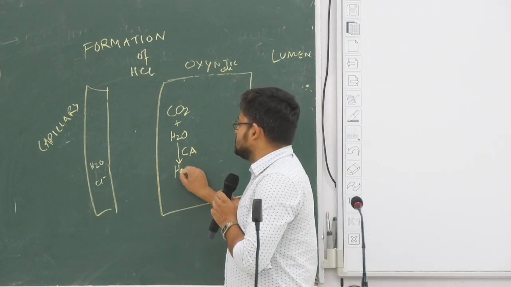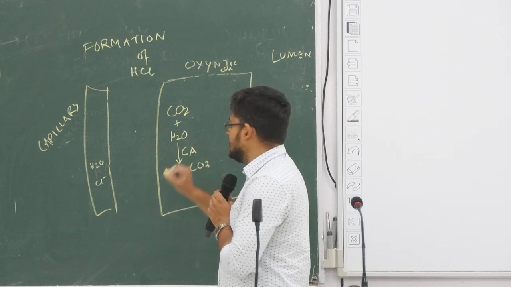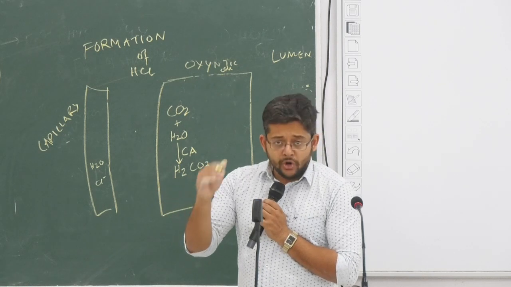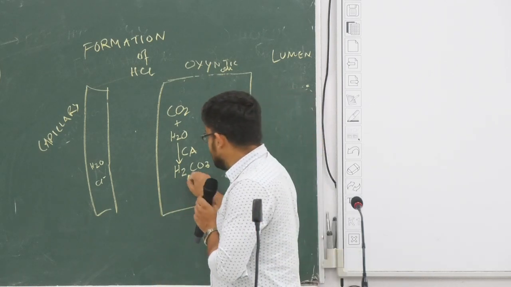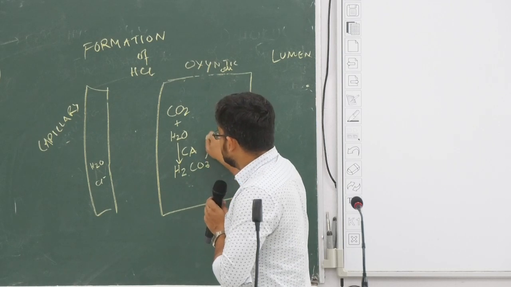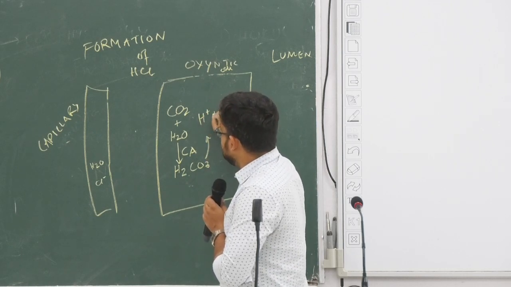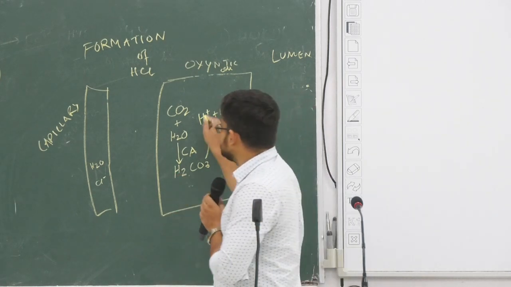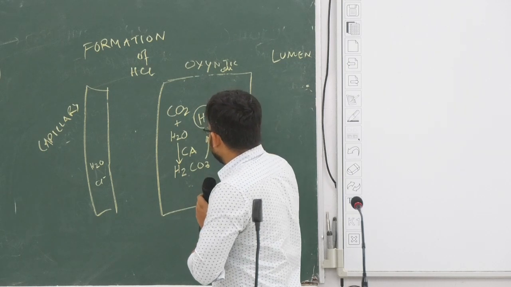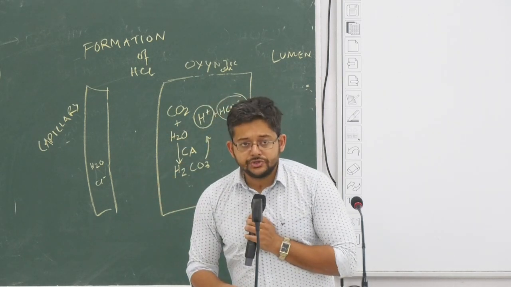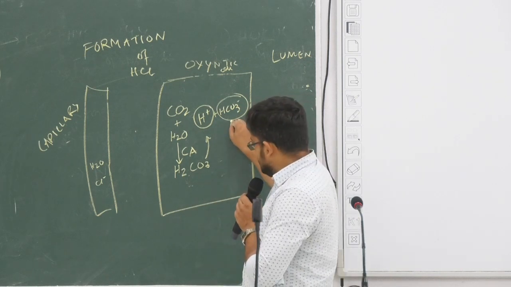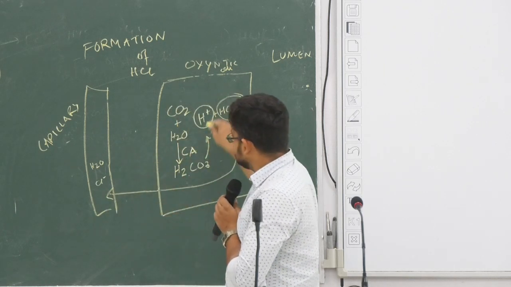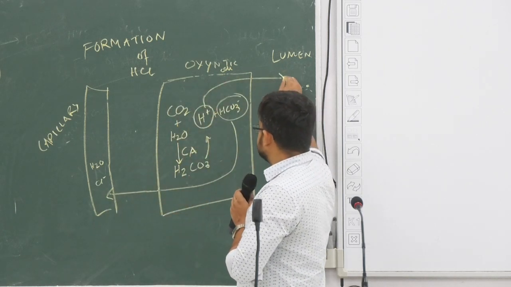So this carbonic anhydrase will make H2CO3, carbonic acid, but it is a non-constant intermediary. So what happens? It is again broken down into H plus and HCO3 minus. So now we have two substances inside the cell. One is H plus, the other is HCO3 minus. They are in excess. This HCO3 minus goes towards this side, whereas this H plus goes towards this side.